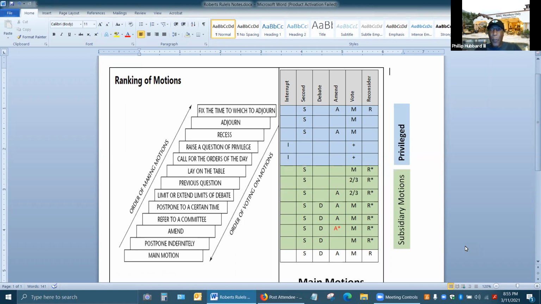The next items that we're going to deal with are privileged. The next section deals with privileged motions. And those, as the term speaks for itself, have precedence. The first one is call for the order of the day.